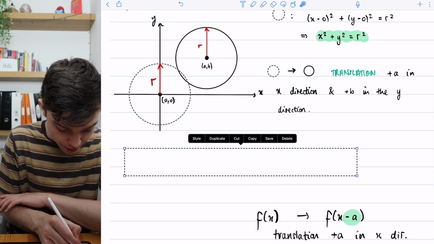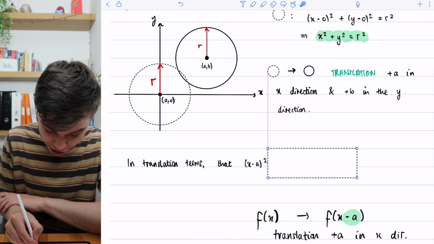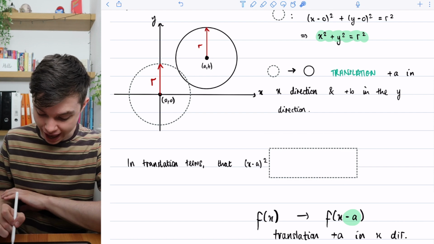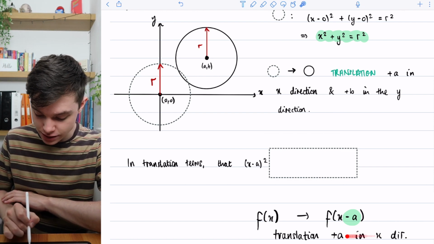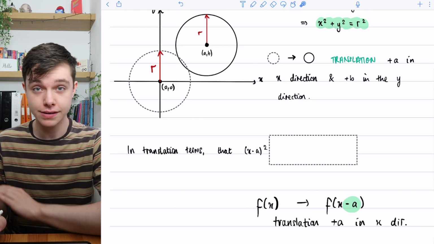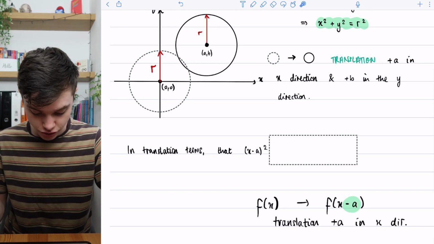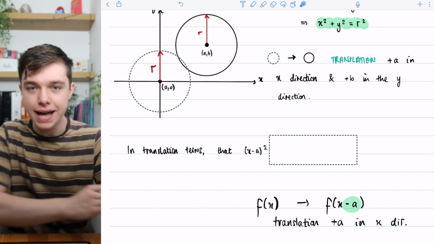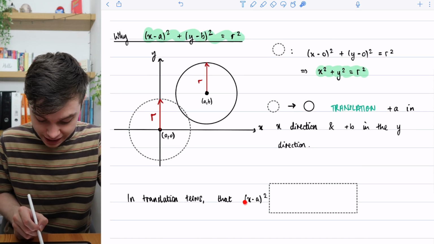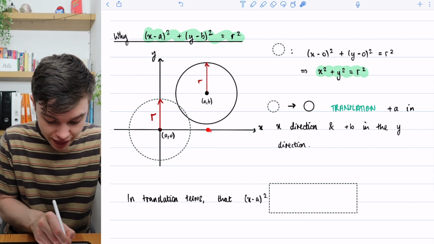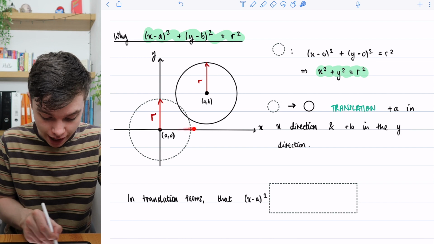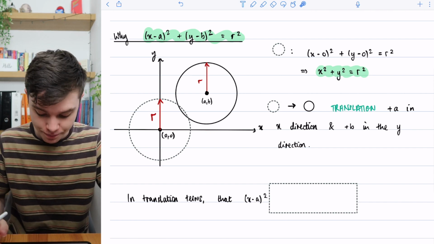So it's a translation, that's the first part of our equation. With the x, we do a negative a because that's what the translation is. Think back to the translation part of this course, the lesson on translation. So we've got a minus a there. We square it because that's what we were doing. We just replace x with x minus a, and that will move the circle over there.